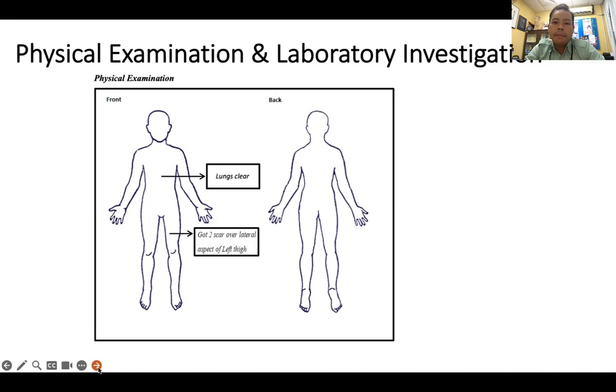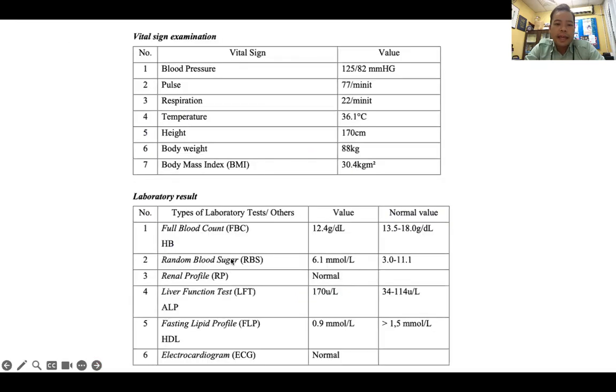On physical examination and laboratory investigation, the lungs were clear, and at the front the patient has 2 scars on the lateral aspect of the left thigh, and the other side is normal. On vital signs, the blood pressure is 125 over 82, which is normal. The pulse is 77 per minute. Respiration rate is about 22 per minute, which is normal. The temperature is 26.9. The height and body weight are 170 and 88 kilos. The BMI is quite obese. On the laboratory results, the others are normal, which is quite okay.